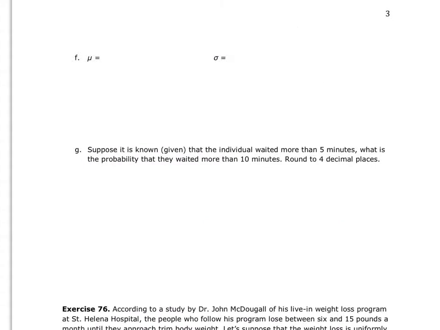Now let's find the mean and standard deviation. The mean, just a refresher, is basically the average of the min and the max. So in this case, we have 0 plus 15 divided by 2. So that's 15 divided by 2. So we get 7.5, and we can label it as minutes.